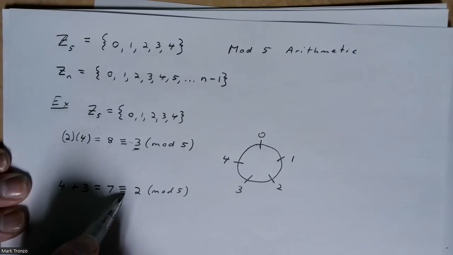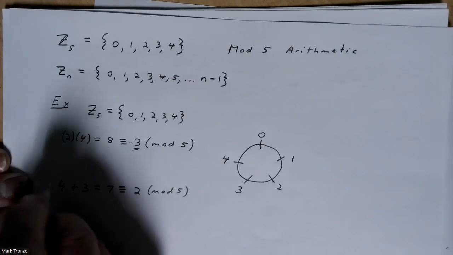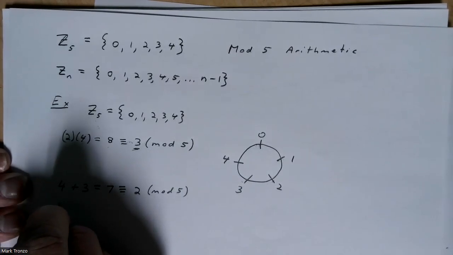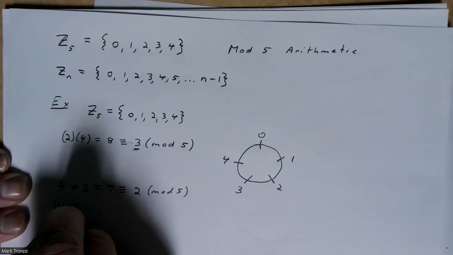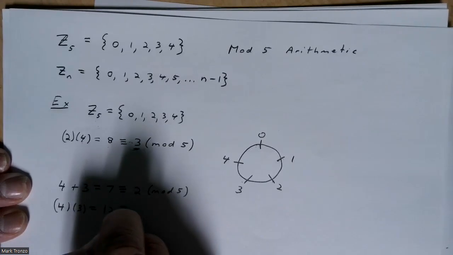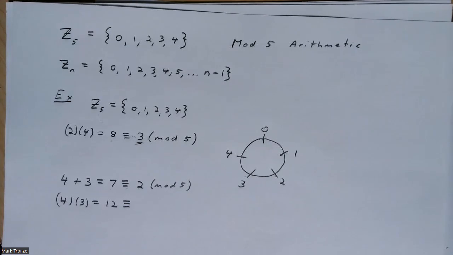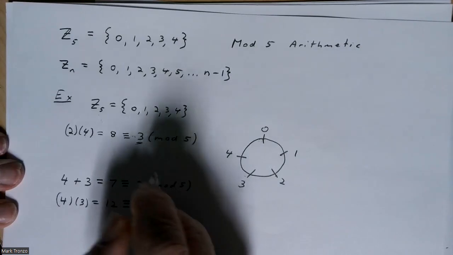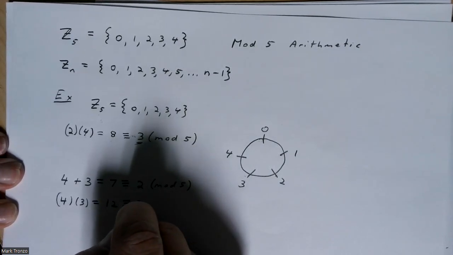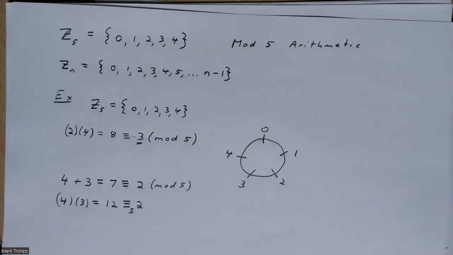Now, sometimes they'll put a little number down here instead. So let's say you have 4 times 3, which is 12. If you divide that by 5, that'll give you 2 with a remainder of 2. And so sometimes they'll put a little 5 right after the equal sign or the congruent sign. Sometimes you'll see that notation.